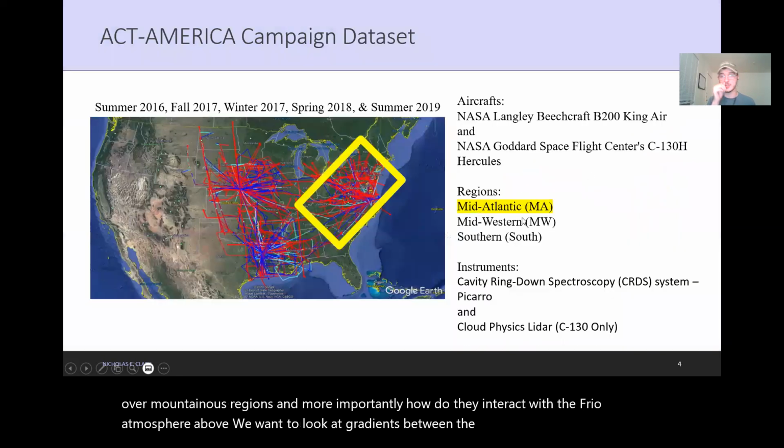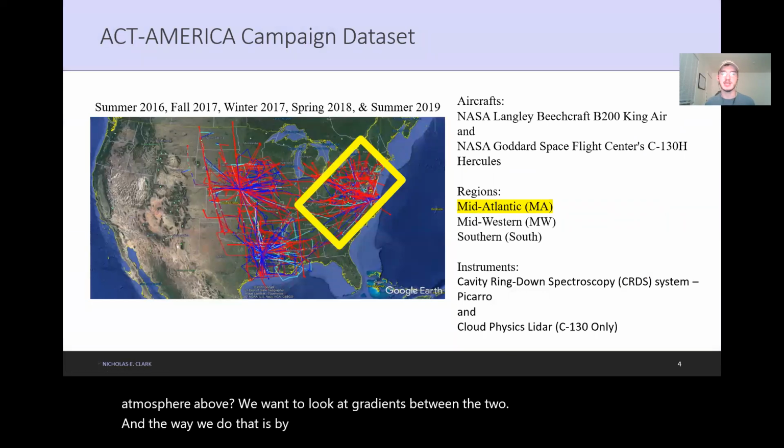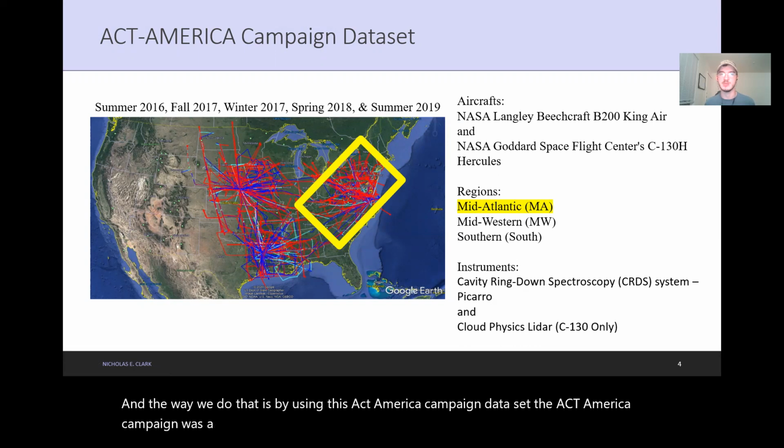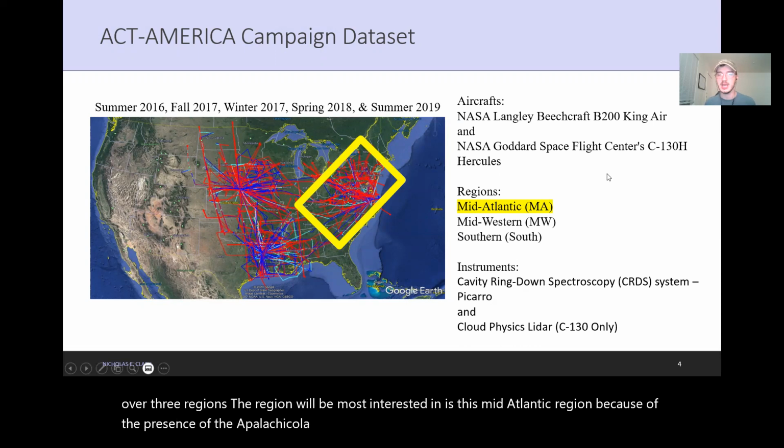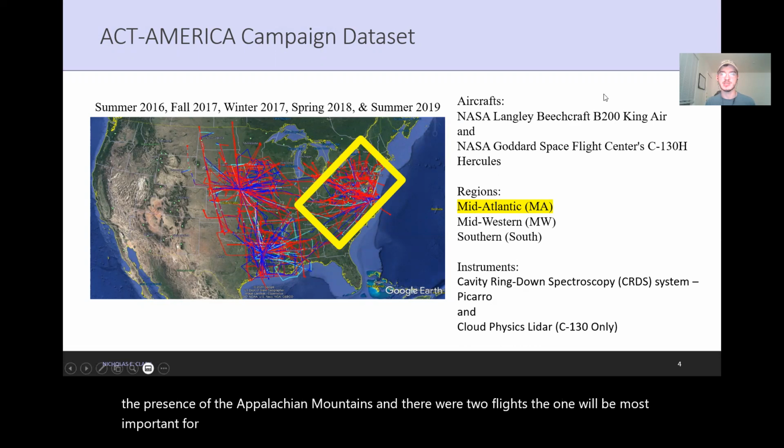The way we do that is by using the ACT-America campaign data set. The ACT-America campaign was a flight campaign that took place between 2016 and 2019, over 3 regions. The region we'll be most interested in is the mid-Atlantic region because of the presence of the Appalachian Mountains. There were 2 flights, and the one most important for this presentation is the B200 flight.